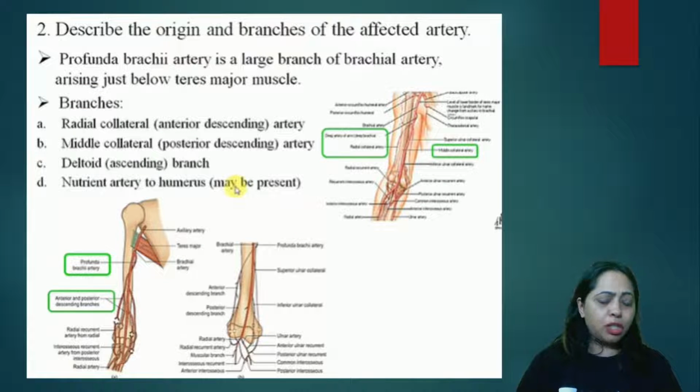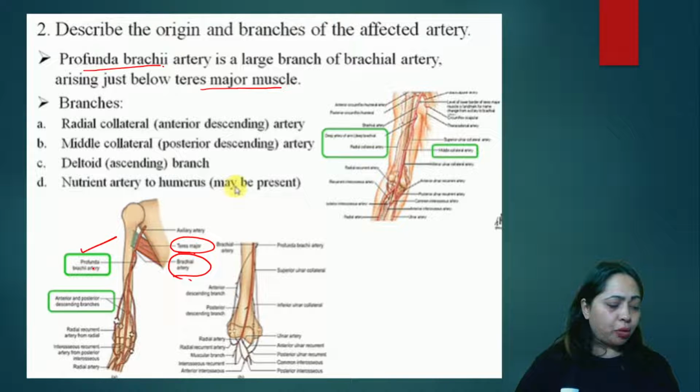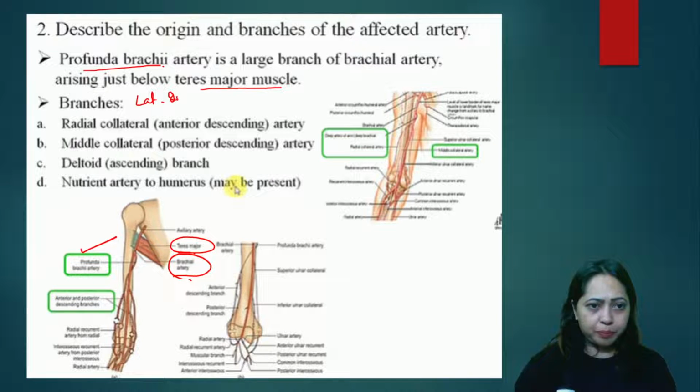And the origin and branches of the affected artery, if you look at the artery, is profunda brachii artery. So profunda brachii artery is one of the largest arteries that is given from the brachial artery. So it arises just below the teres major muscle. So teres major muscle, you can see this is the teres major muscle. Just below that, you can see there is a brachial artery, and that gives this artery, the profunda brachii artery. So now here it continues its journey and it gives a lot of branches. The branches are, it also pierces the lateral intermuscular septum.